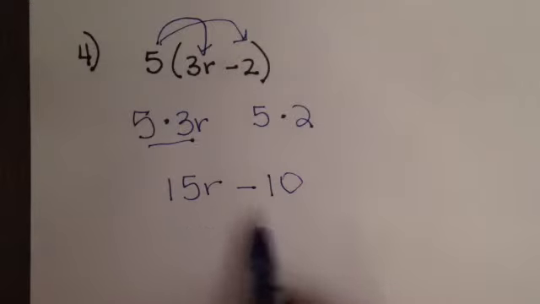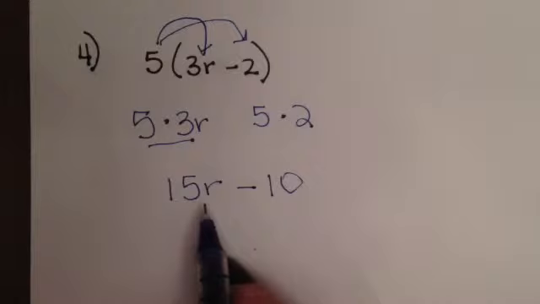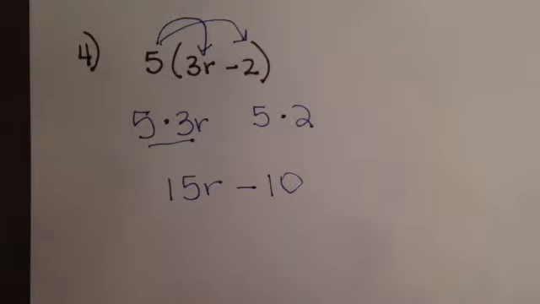Can these two pieces go together? Exactly. One has an r, one does not. So our final answer, 15r minus 10.